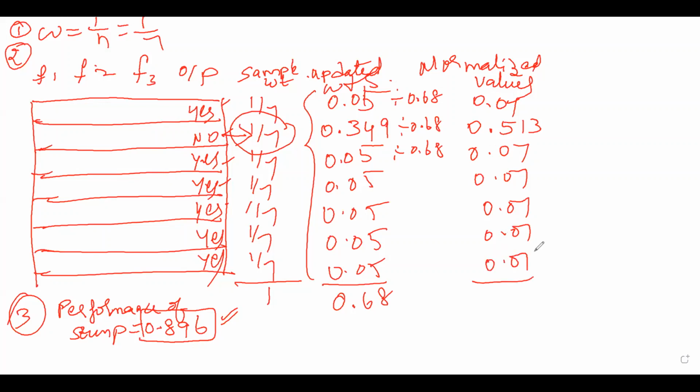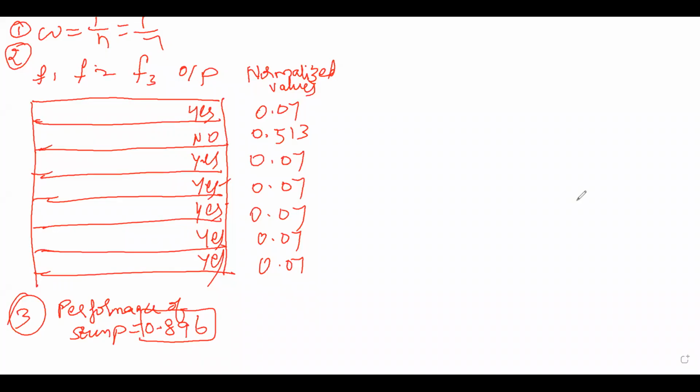So when we do summation for normalized weights, we get value 1. So now, let me remove all the sample weights and updated weights. We just consider only normalized values. Now we are going to create a new data set based on these normalized values. This will most probably select the wrong records for its training purpose, to create the second decision tree, which is the next stump.